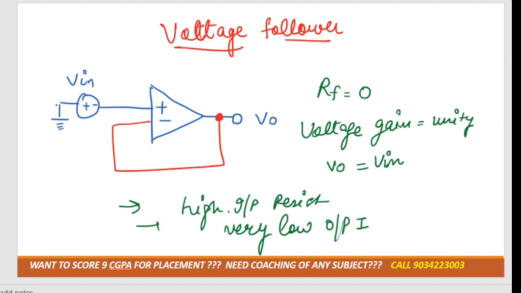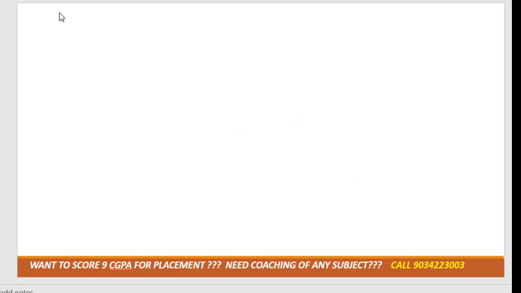As you know, if high input resistance is there, then the current would be low, right? And if very low output resistance is there, then in that case the current would be high. So that's why this voltage follower is used as a buffer. And what do we do with the buffer? It is used for impedance matching.